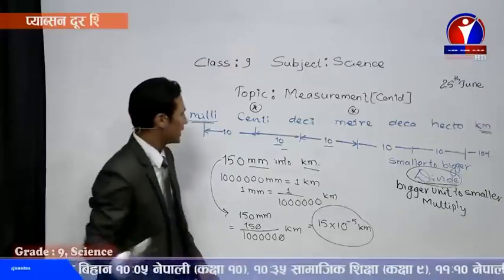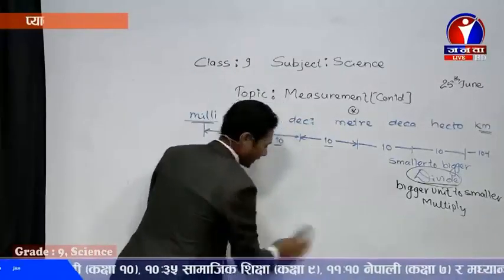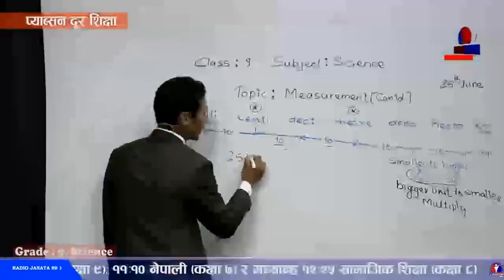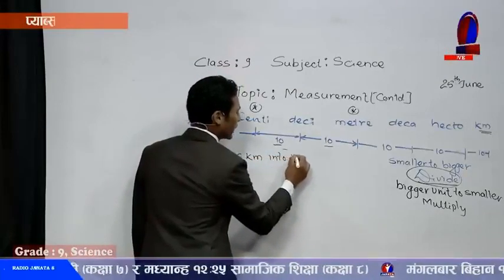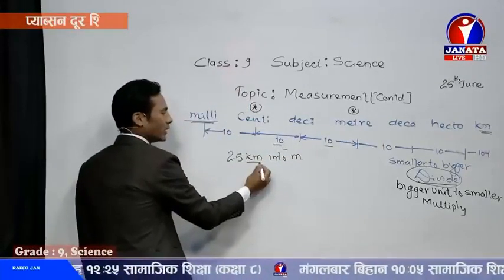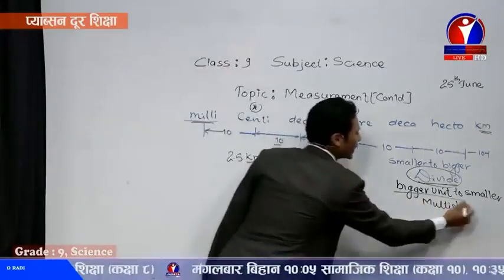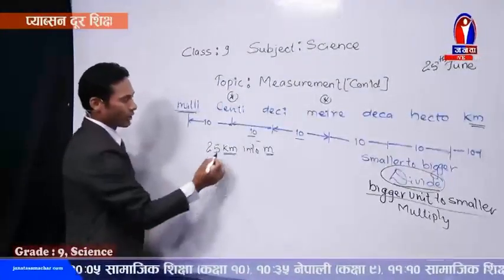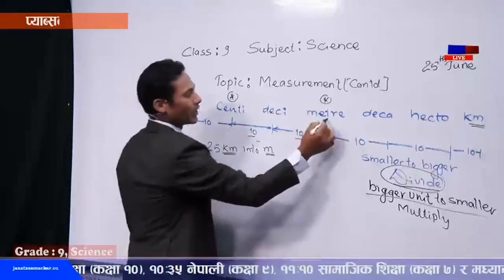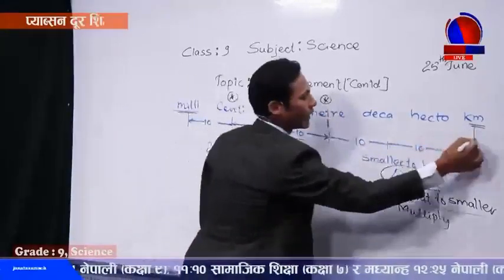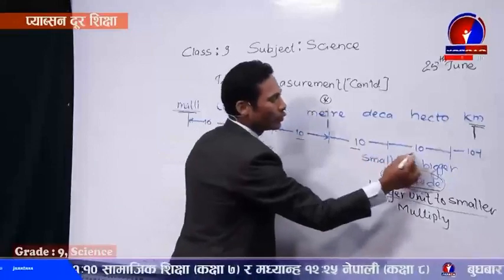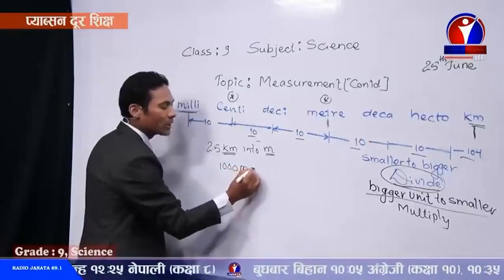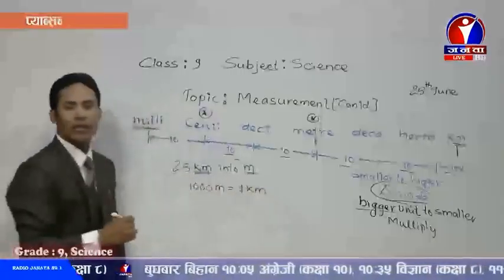So one more question, let's practice. You can see on the slide also, 2.5 kilometer into meter. Now it is bigger unit to the smaller unit, which means it is a multiplication. Now multiplication by which number? Let's see. Here is kilometer and the meter is here. That means how many tens are there? 1, 2, and 3. That means we can write here 1000 meter equals 1 kilometer. How did we get this?